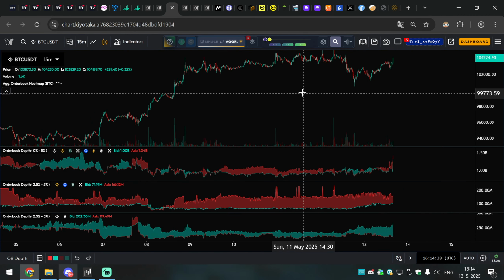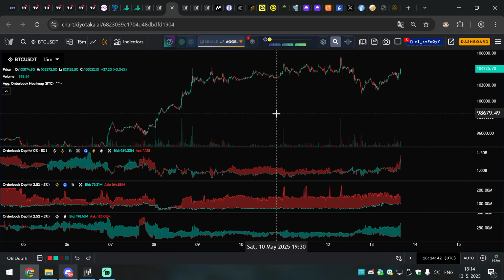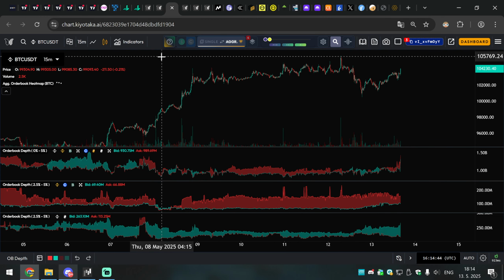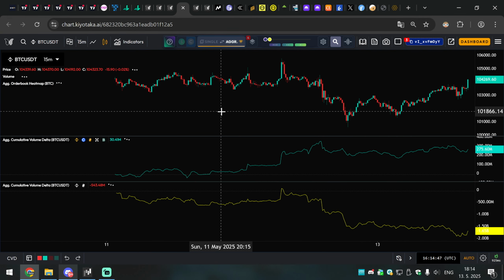Try to squeeze as much as you can from this. It's for free, so I really love it. So that's template number 3. We have template number 4 now.